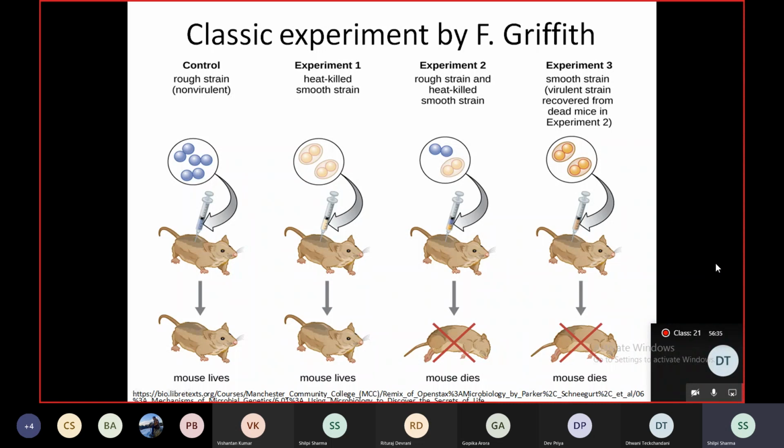So this experiment involved two strains of Streptococcus pneumoniae, which causes pneumonia. There's a rough strain and a smooth strain. The rough strain is non-pathogenic, and because it lacks a capsule, it's called a rough strain, while the smooth strain is the one which is pathogenic, and the capsule actually helps in escaping the host immune system by escaping phagocytosis. So the appearance is smooth just because of the presence of the capsule. And what Griffith observed was, so basically, he set up experiments in parallel.